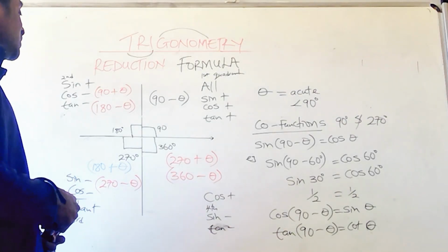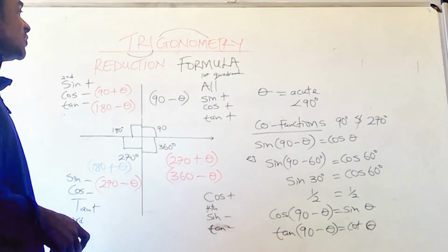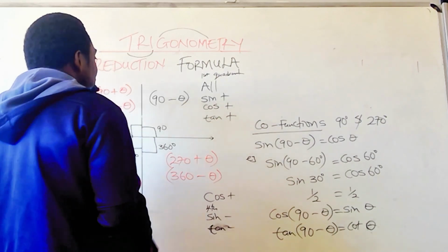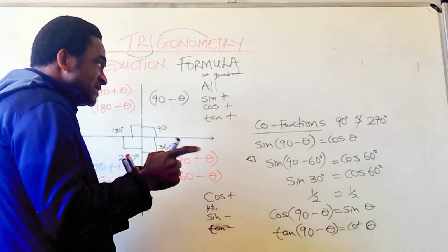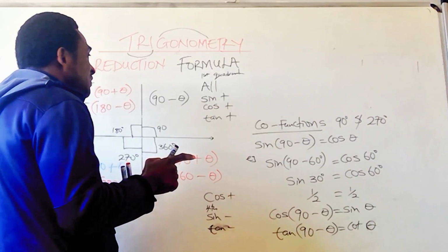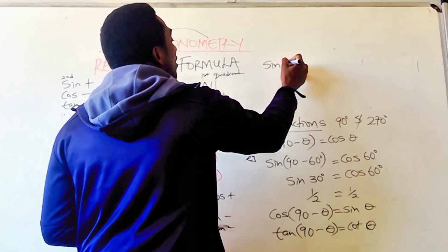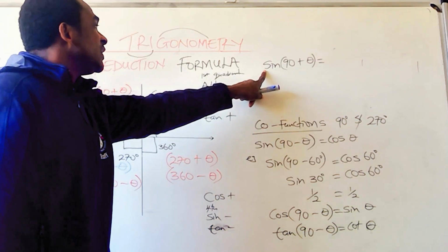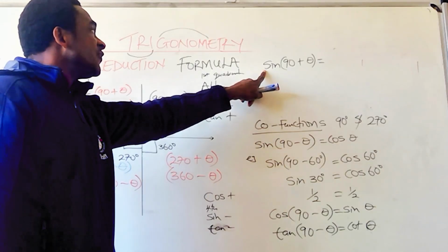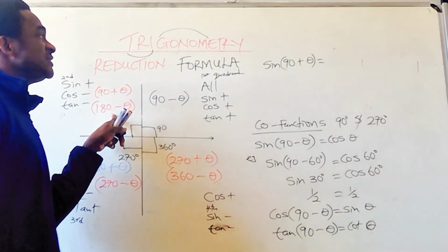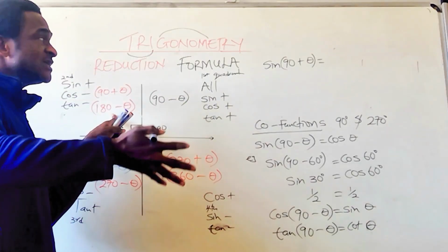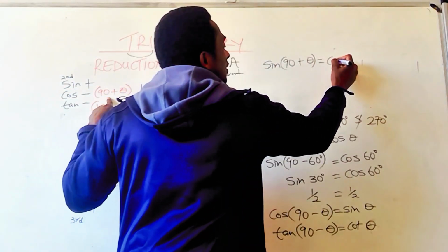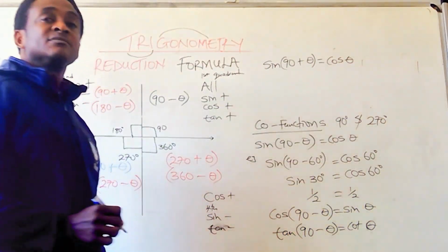Let's look at the cofunctions for the second quadrant. I'll write it up here. Now for the second quadrant, I'm still using 90 for cofunctions. If I have sine of 90 plus theta, I will check the sign, whether it is going to be plus or minus for sine on that quadrant. 90 plus theta is now in the second quadrant, that means any value greater than 90. It is still a cofunction, but sine is positive, so cos will also be positive. It gives us cos of theta.